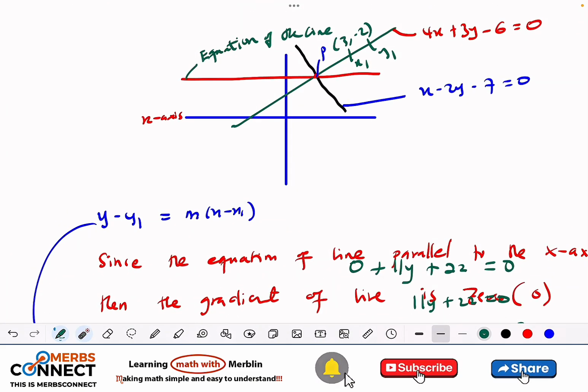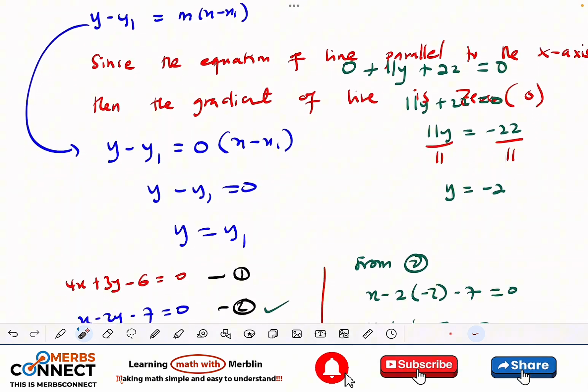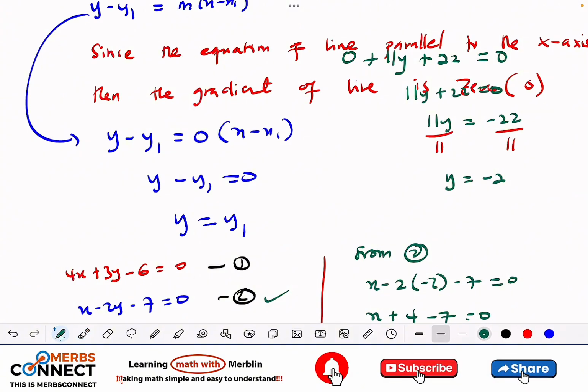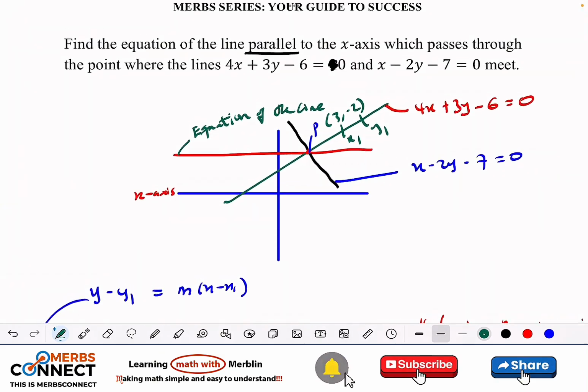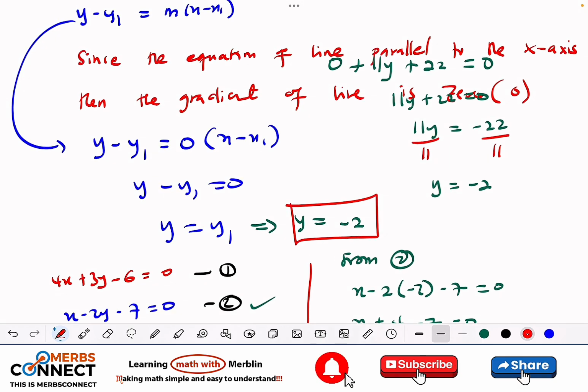So we can just plug it inside the equation of the line, but we have already simplified that, and we are saying that our equation of the line should be y is equal to y1. So this implies that y should be equal to, what is y1 here? y1 is negative 2. So negative 2. So this will be the equation of the line. And it is true. Look at it. y is equal to negative 2.